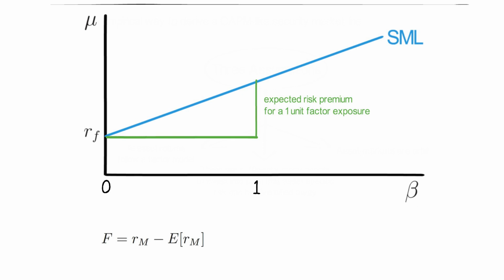And notice, if you choose the factor to coincide with Rm minus the expectation of Rm, then you get for the expected return of a well-diversified portfolio that the expected return of that well-diversified portfolio is the risk-free rate plus the beta of the portfolio times the expected risk premium of the market. And that last expression coincides with the CAPM implied security market line here applied to a portfolio.